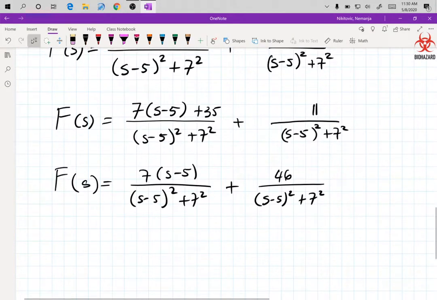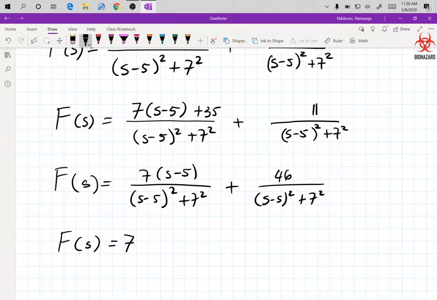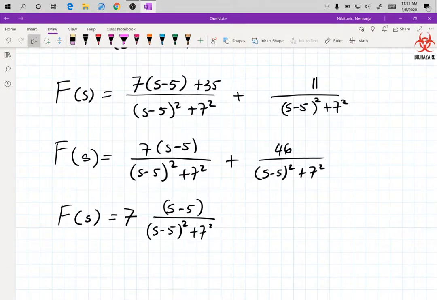And now we can fix that one. Now the first one is set. I don't need to do anything with the first one. Kick 7 in front, and s minus 5 divided by s minus 5 squared plus 7 squared is normal, right? Nothing to do there.